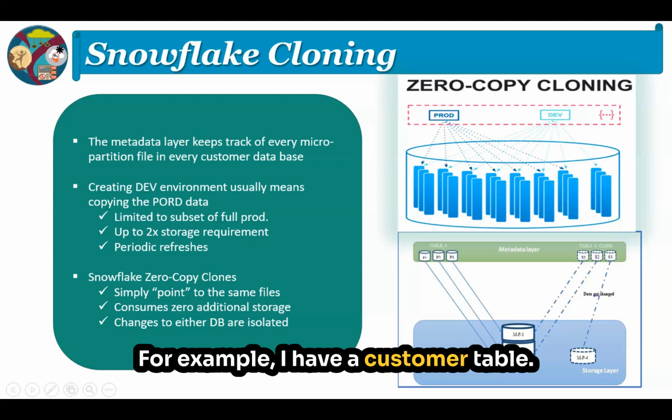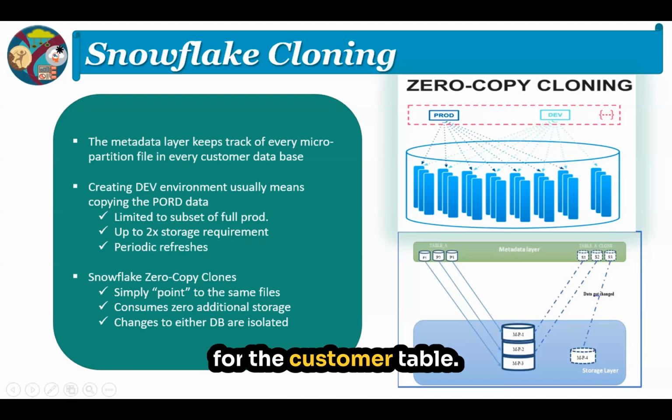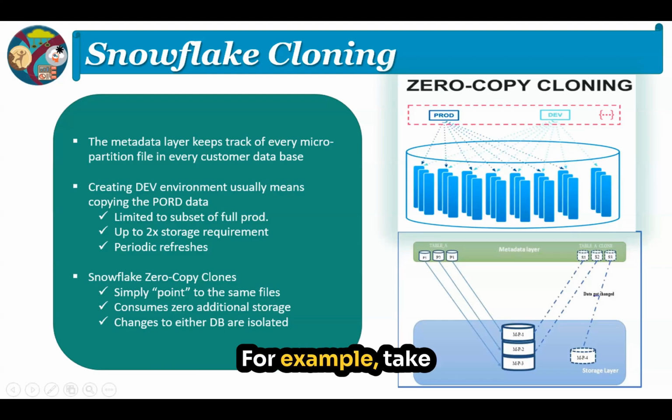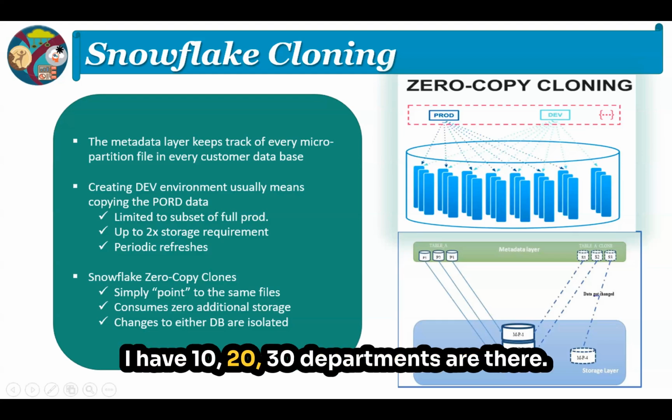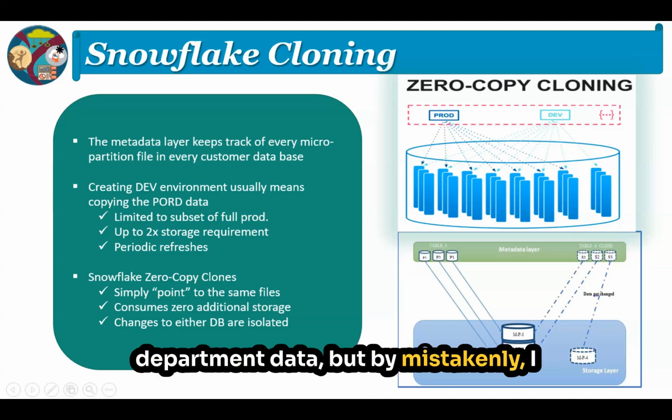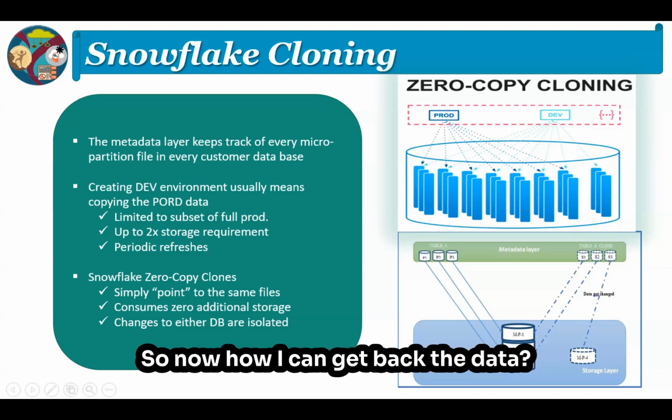For example, I have a customer table. I don't have any backup for the customer table. I am supposed to update only particular location information, but by mistake I have updated all the departments' information. For example, take an employee table. I have 10, 20, 30 departments. I am supposed to update only the 10th department data, but by mistake I have updated all the departments' data. So now how can I get back the data?